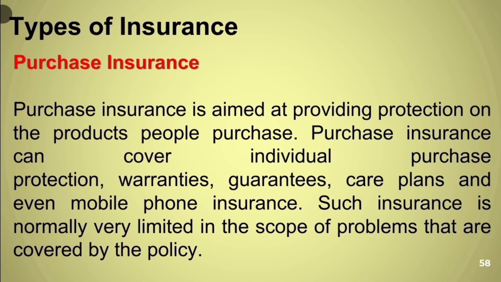Types of insurance. Purchase insurance. Purchase insurance is aimed at providing protection on the products people purchase. Purchase insurance can cover individual purchase protection, warranties, guarantees, care plans, and even mobile phone insurance. Such insurance is normally very limited in the scope of problems that are covered by the policy.